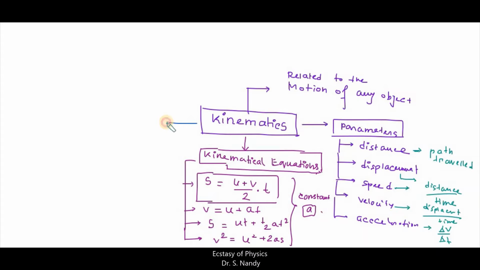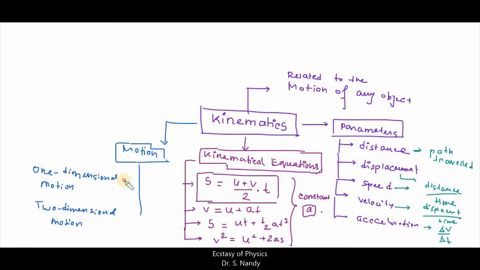Then in kinematics, we have defined different types of motion. Under the different types of motion, we went through one-dimensional motion and two-dimensional motion, that is 1D motion and 2D motion. The examples of one-dimensional and two-dimensional motion we are considering are free fall conditions and projectile motion.